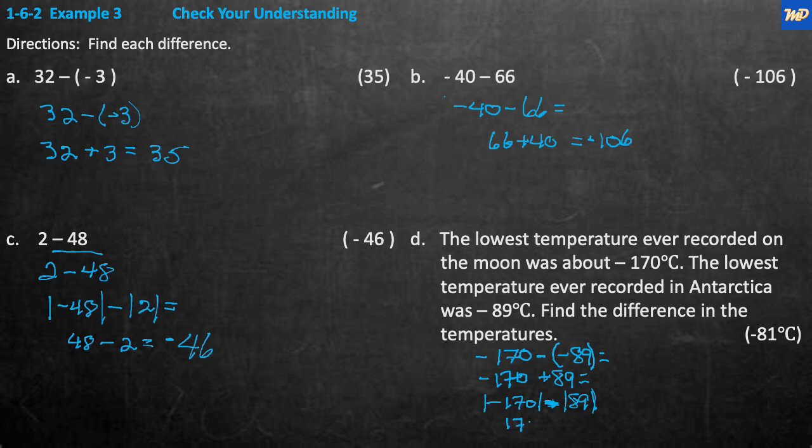When you subtract these, you end up with 81. Then you take the sign. Since we've done this, we have to take the sign of the largest number, and the largest number here is negative 170. So it becomes minus 81. And we'll say degrees Celsius because they're talking about degrees Celsius up here. Yeah, I think they got it.